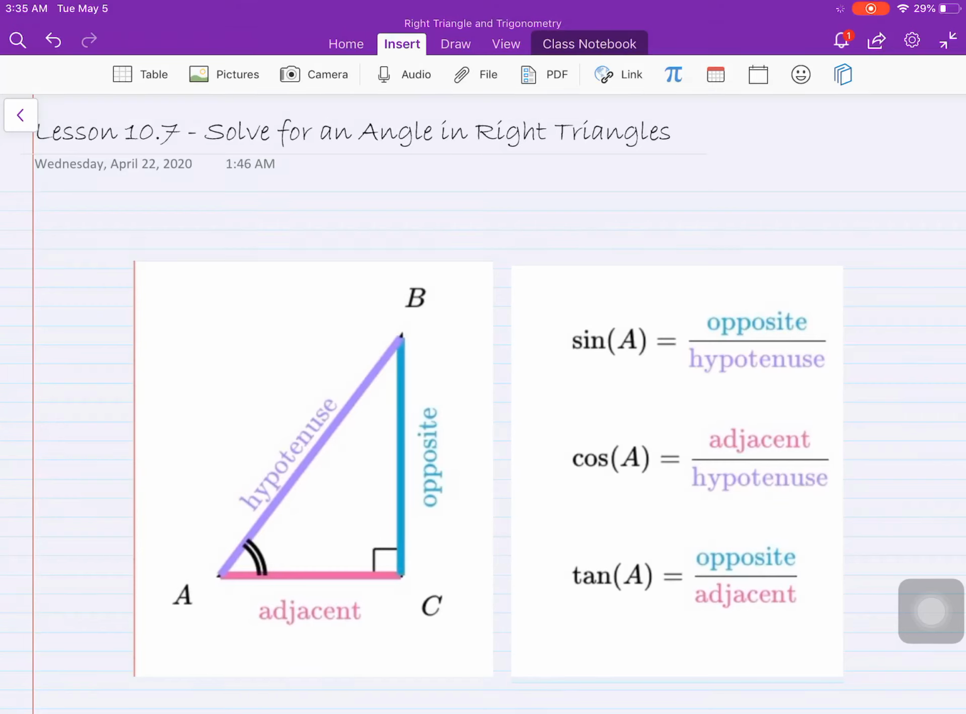Alright guys, so let's go ahead and get started on this lesson here. We're doing lesson 10.7, and it's solve for angle in right triangles.